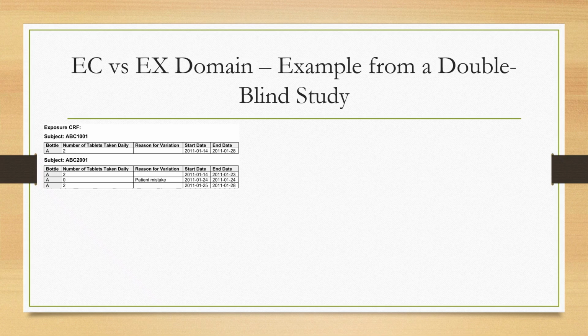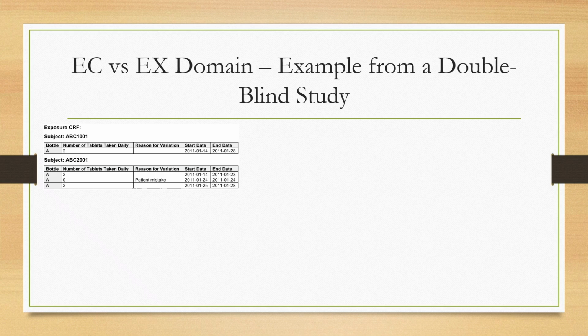Right now, what I'm showing you is the CRF data, where we can see the data collected for subject ABC 1001 as well as subject ABC 2001. The first subject, 1001, received two tablets from bottle A, starting from 14th of January 2011 and ending on 28th of January 2011.